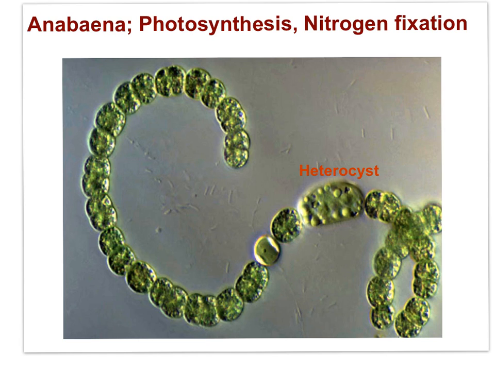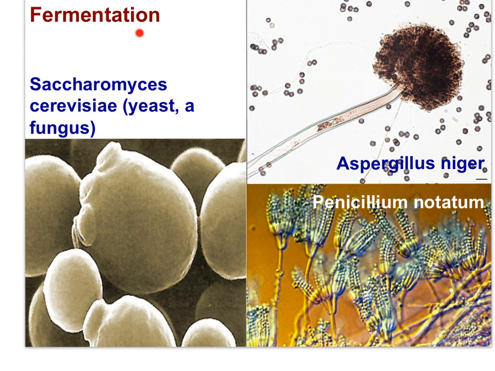Anabaena is a microorganism that photosynthesizes and fixes nitrogen. These cells are photosynthetic, while these larger cells, known as heterocysts, conduct nitrogen fixation. Fermentation is the process in which a substance breaks down into a simpler substance, and we tend to associate fermentation with the production of alcohol.